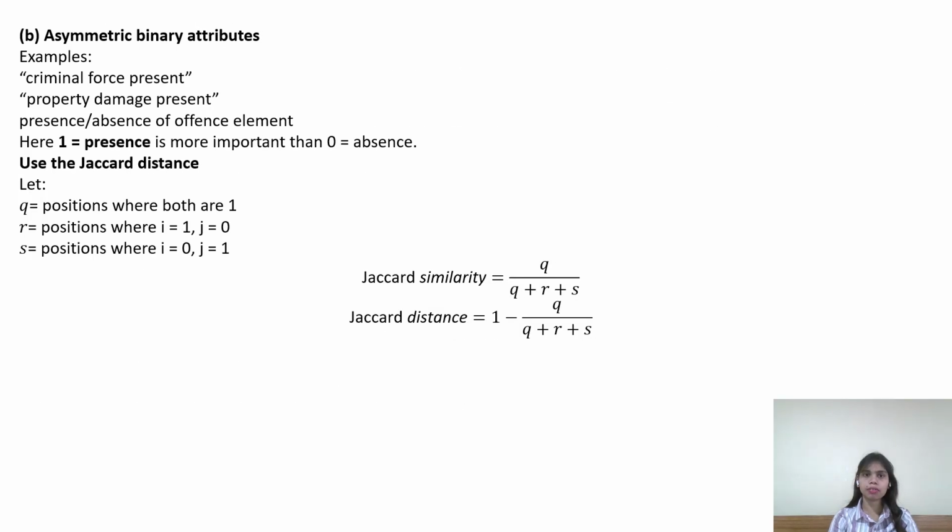B. Asymmetric binary attributes. Example: criminal force present, property damage present. Presence versus absence of elements. Here, 1 equals presence is more important than 0 equals absence. Use the Jaccard distance. Let q equal positions where both i and j equal 1, r equal positions where i equals 1, j equals 0, s equal positions where i equals 0, j equals 1. Jaccard similarity equals q divided by q plus r plus s. Jaccard distance equals 1 minus q divided by q plus r plus s.